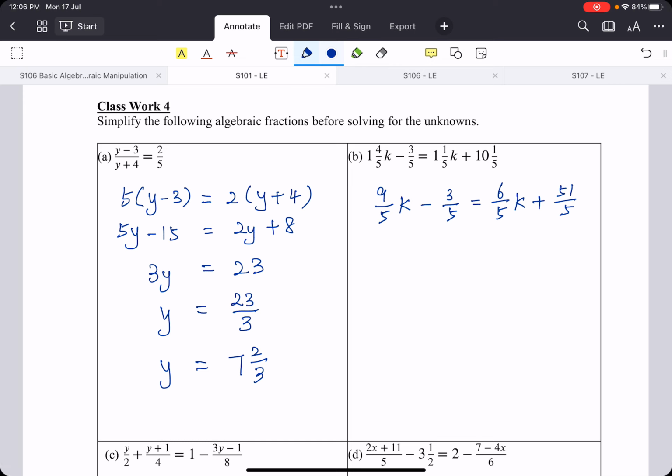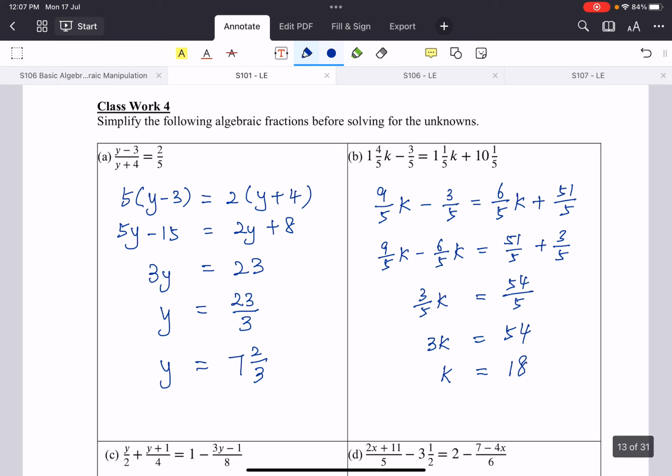So from here, we have 9 over 5 k minus 6 over 5 k equals to 51 over 5 plus 3 over 5. So if we simplify this, we have 3 over 5 k equals to 54 over 5. That means that it is 3k equals to 54. Right? Multiply by 5 on both sides, then I divide by 3 on both sides. That gives us 18. So k is 18. Right? Okay.